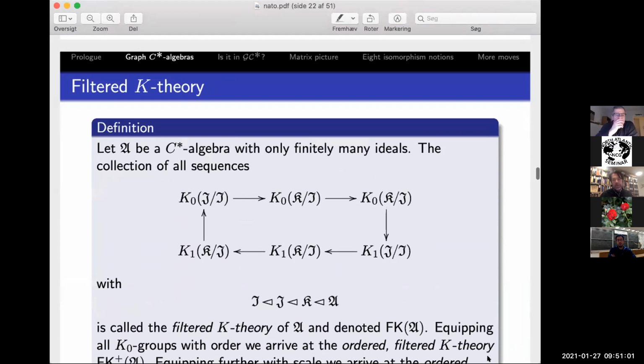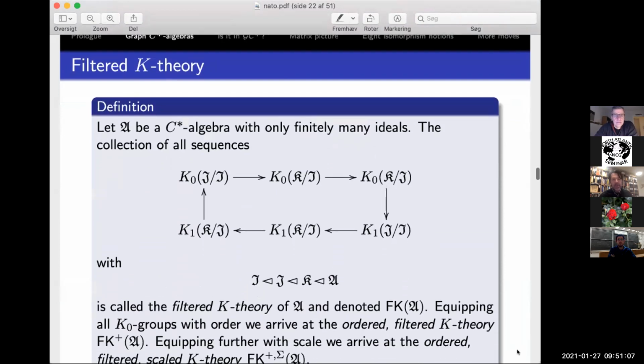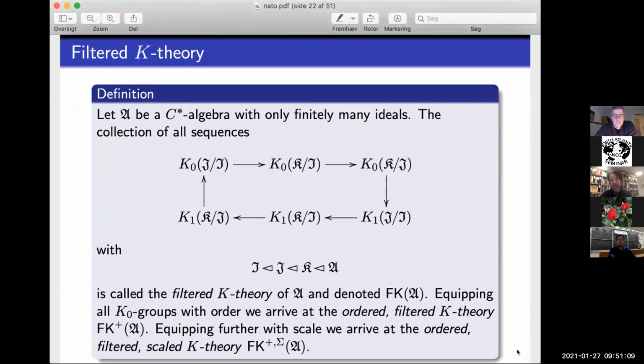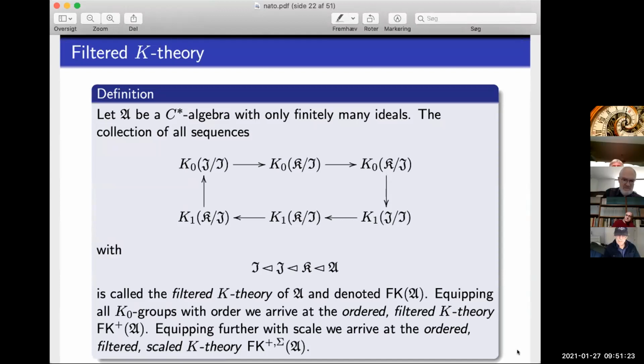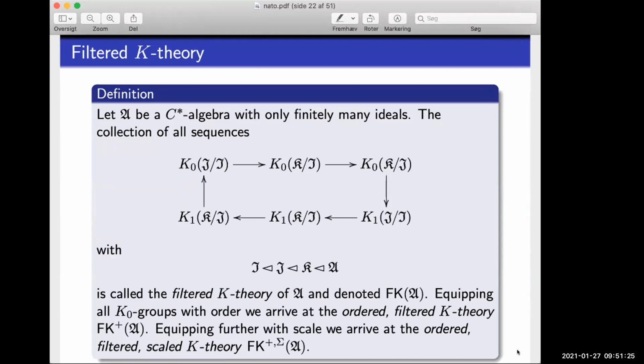So if you want to do classification of these kinds of C-star algebras, the kind of invariant that presents itself is a little bit ugly. And this is precisely what I want to talk you out of using. So that's the second part of the user manual idea, that this is a complicated invariant to use, but it's very easy to explain.